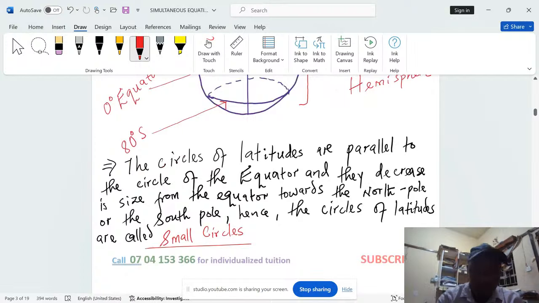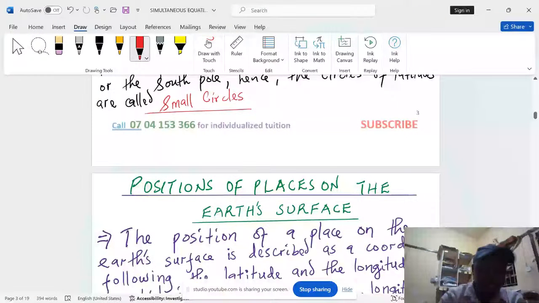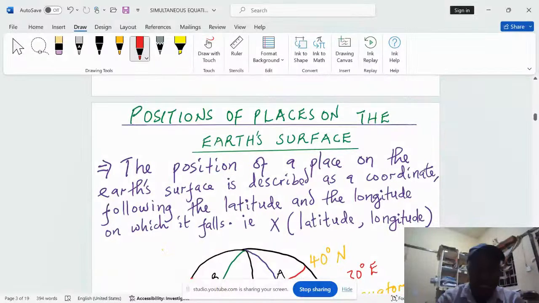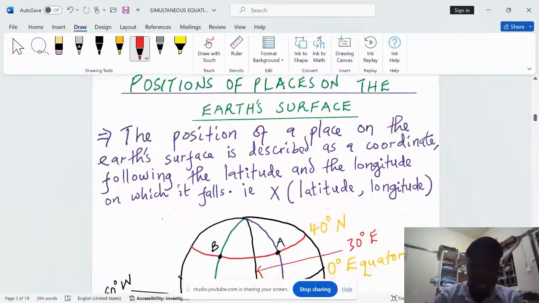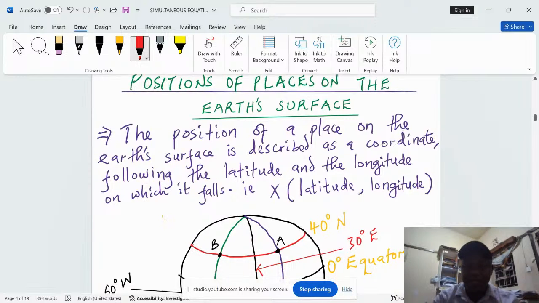Let's look at the position of places on the Earth's surface. The position of a place on the Earth's surface is described as a coordinate, following the latitude and the longitude in which the place lies. We give it as the position of that place. So a place is described by the intersection of its latitude and its longitude as a coordinate, in that order. We begin with the latitude.